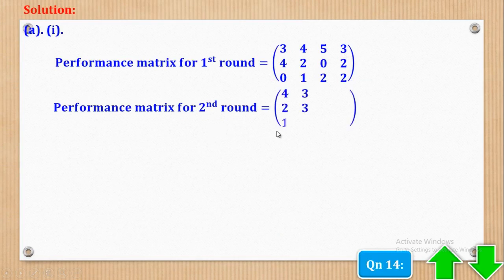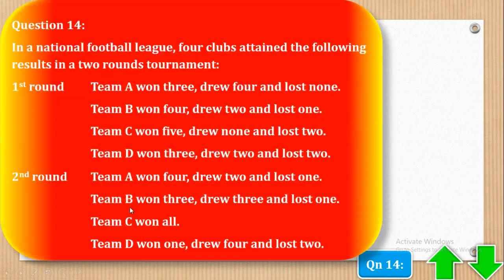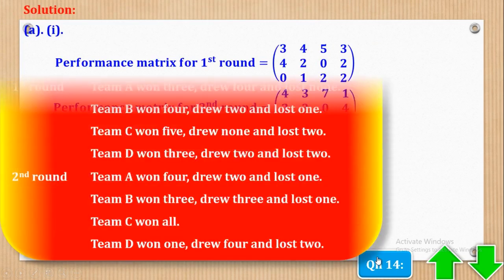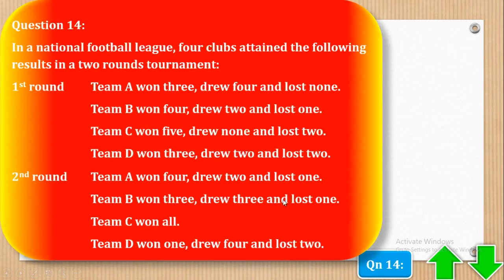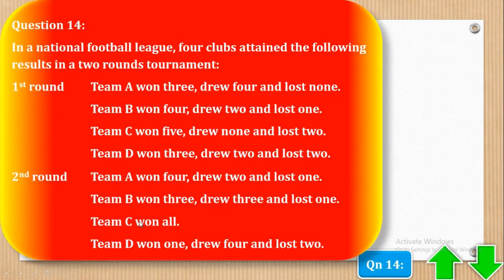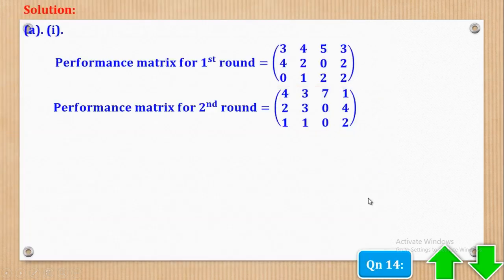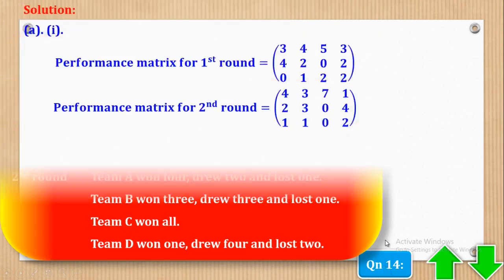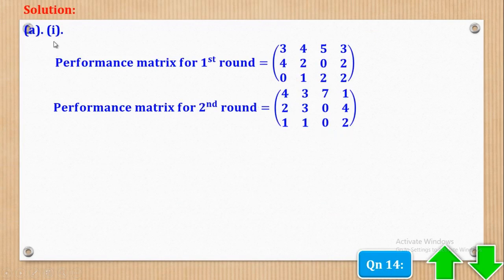What about for the second round? For the second round, team A was 4, 2, 1. That's why you see here 4, 2, 1. Then team B was 3, 3, 1. That's why you see here 3, 3, 1. Team C won all. Remember the total is 7. So for example, 3 plus 3 plus 1 is 7. So if it won all, it will be 7, 0, 0. That's why you see here 7, 0, 0. Then team D was 1, 4, 2. That's why you see here 1, 4, 2. So that's what they wanted for Roman 1.